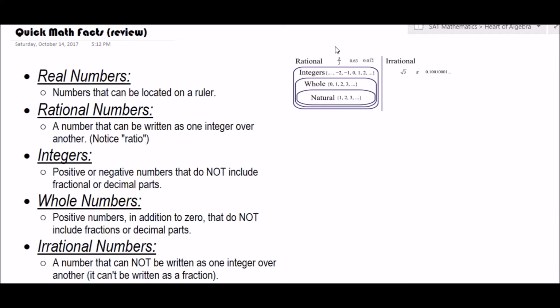5/3 is a rational number because 5 is an integer over another integer, 3. 0.63 is a rational number because it's 63 over 100, which is an integer over another integer. And 0.01212, a repeating decimal, is a rational number because 12 over 990 gives you 0.01212, thus making it a rational number.